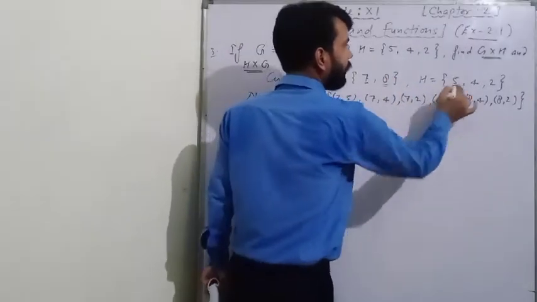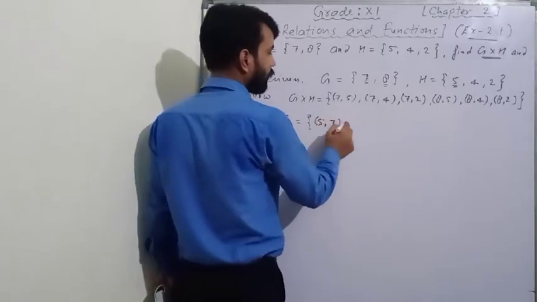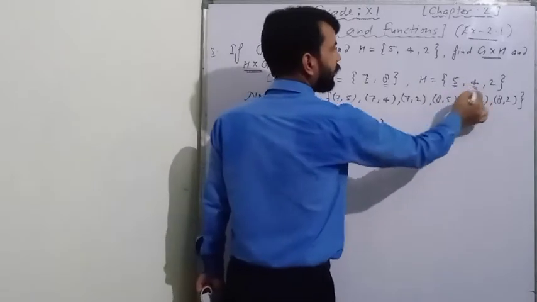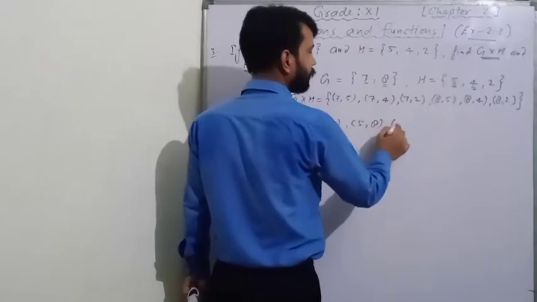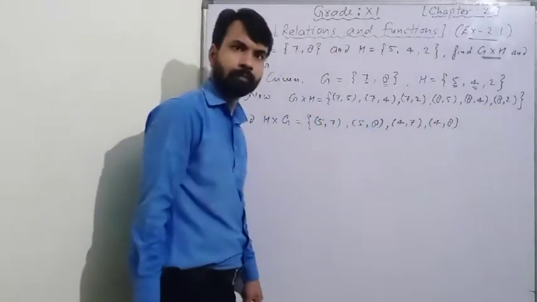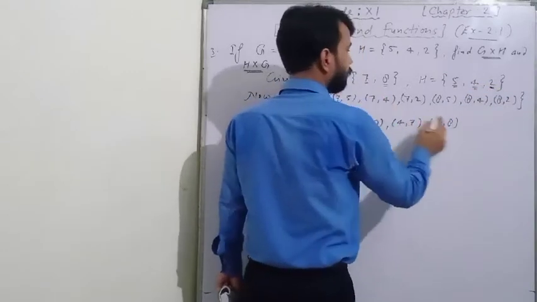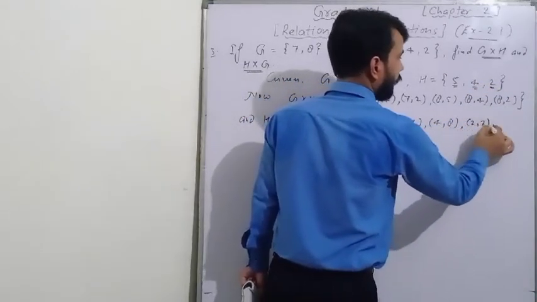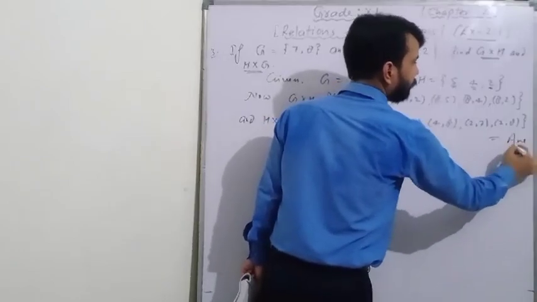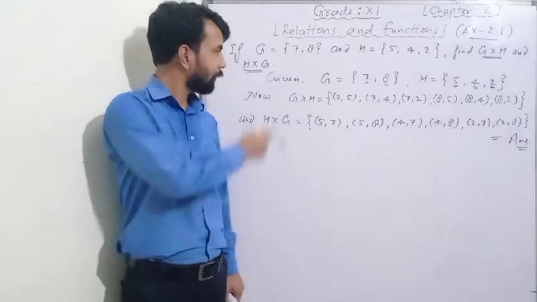The first element of H was 5. So make pairs of 5 with 7 and 8. So 5, 7 and the second pair is 5, 8. Now make pairs with 4: 4, 7 and then 4, 8. Clear? One element is remaining, that is 2. Make pairs with 2: 2, 7 and then 2, 8. So this is our complete answer. Clear? Hope it is clear. Good. So pause the video and note this answer.